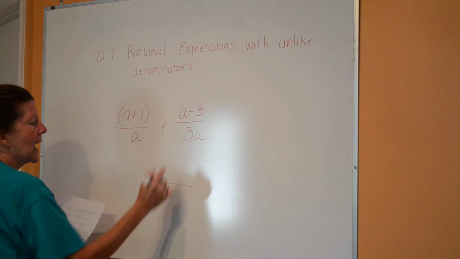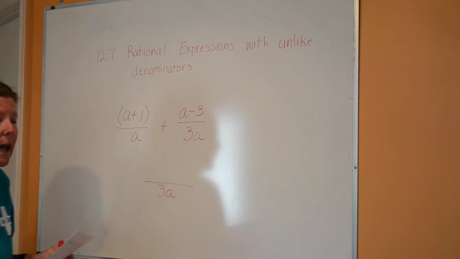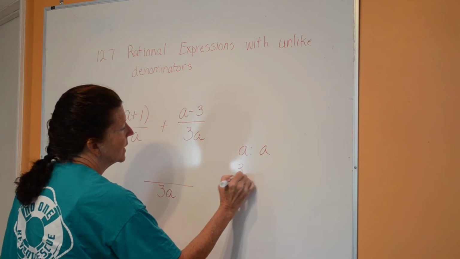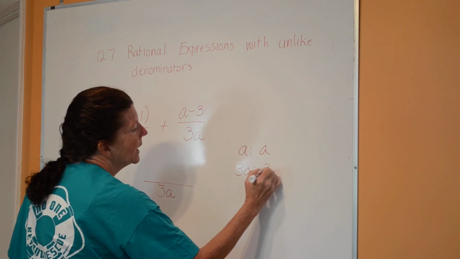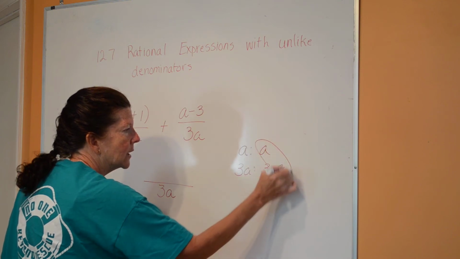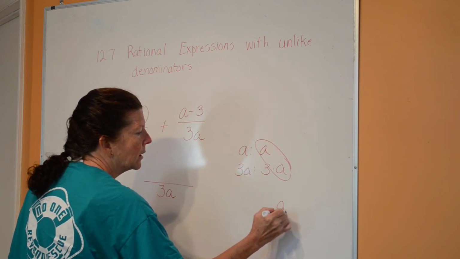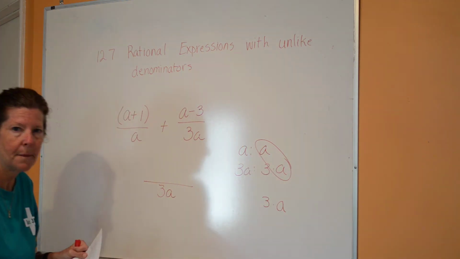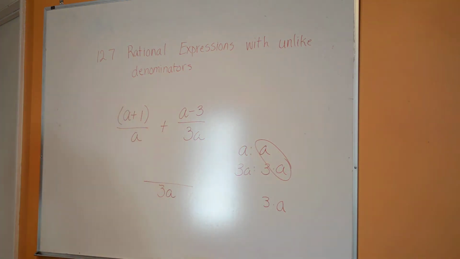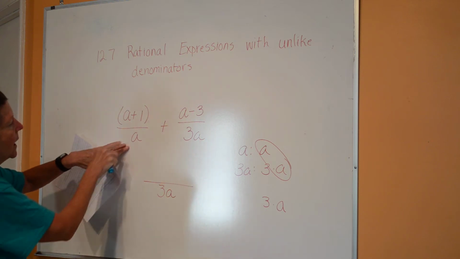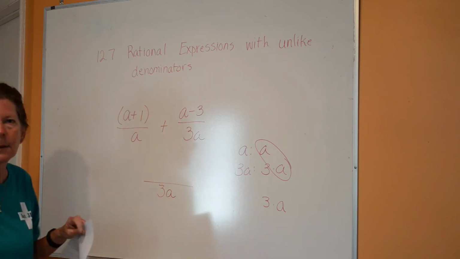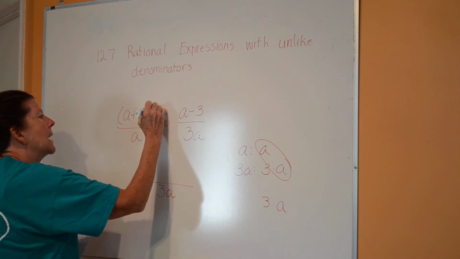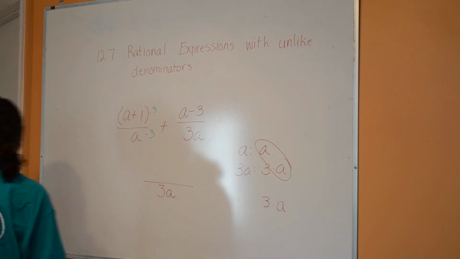What can a and a both go into? They go into a. If I had written it out, that would be the bottom row of the factor tree. I circle what they have in common, bring a representative down, and then multiply it by anything else. So my common denominator is 3a. So then I go back and I go, okay, how can I make this a look like 3a? Well, it's missing a 3. So I multiply the bottom and the top by 3.